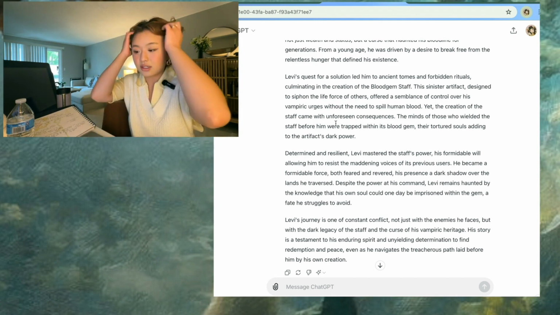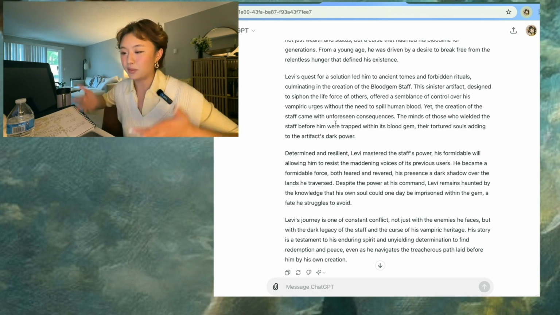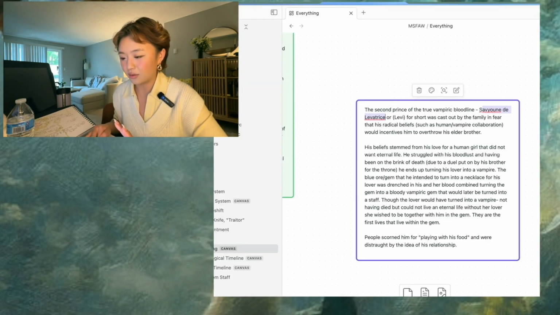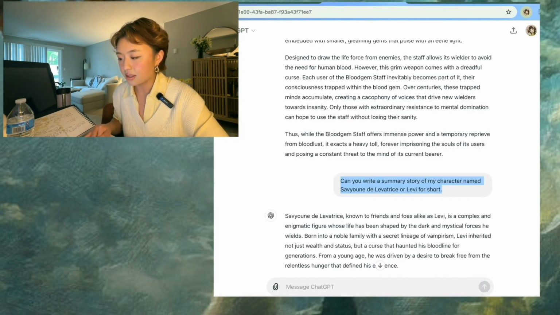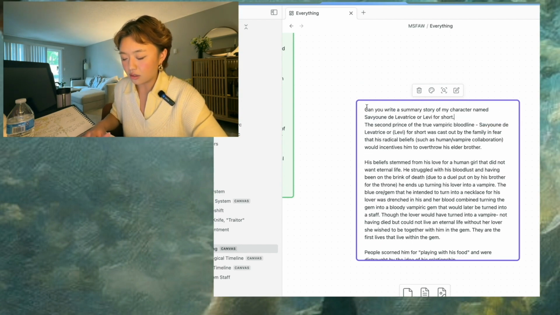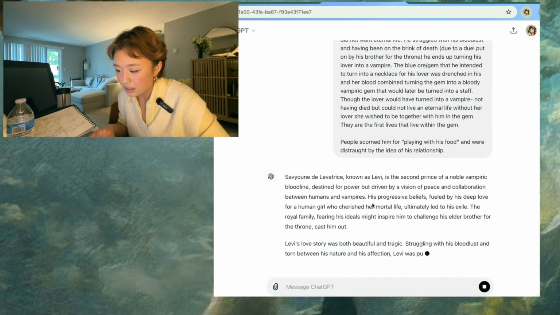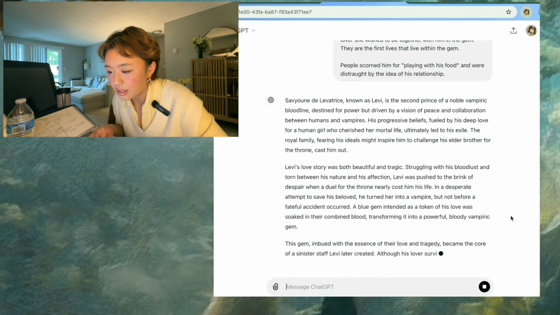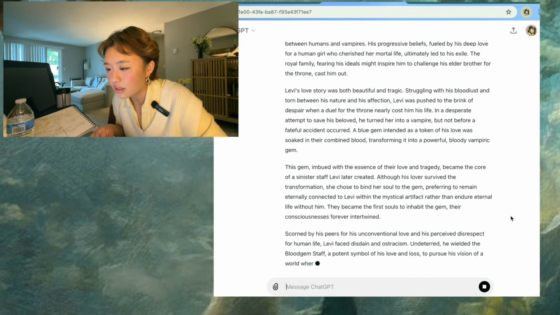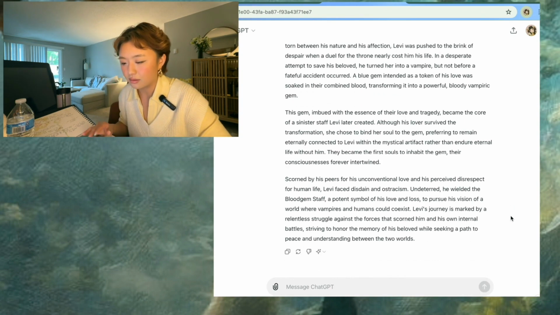Wow, this is really cool. The fact that it uses the information that I've submitted before to be in my line of thinking is very cool. But let's still elaborate and do this type of thing. Copy, paste. Okay, is the second prince of a noble vampiric bloodline destined for power but driven by a vision of peace and collaboration between humans. Okay, let's see.